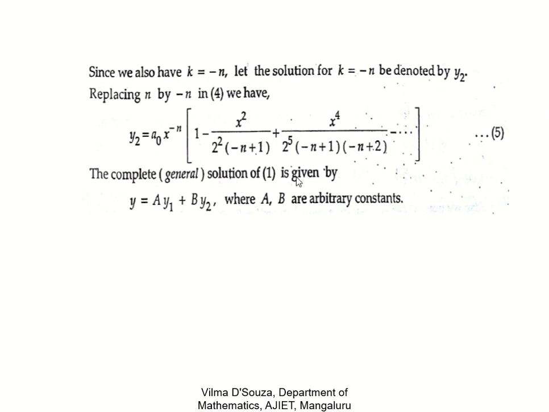So your complete solution of the given basis differential equation is given by y is equal to ay1 plus by2. So y1 is as given in equation 4 and y2 is this equation 5.